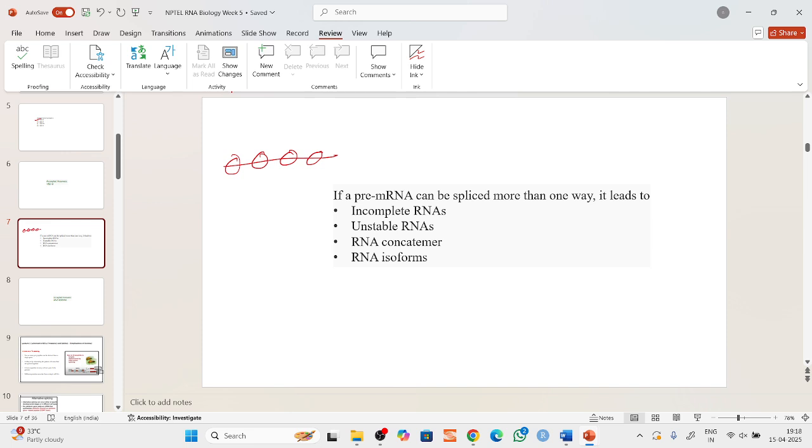RNA concatamer means it's like a chain of RNA which are all interconnected with each other. No, it's not an RNA concatamer. RNA isoform, different forms of the mRNA. Yes, by choosing different exons, we are actually creating different forms of the mRNA. So RNA isoform is the correct answer.